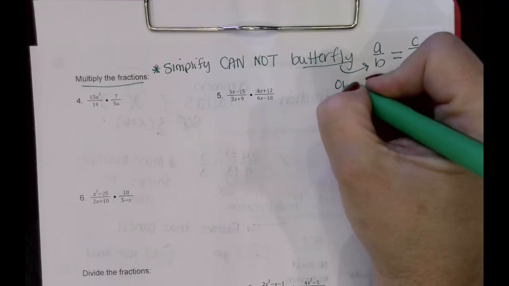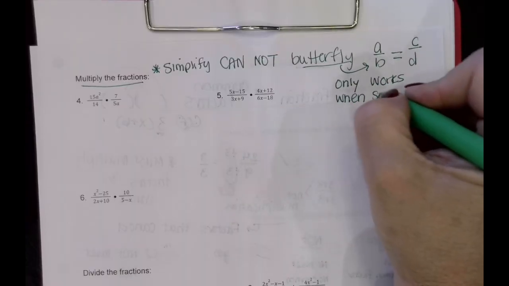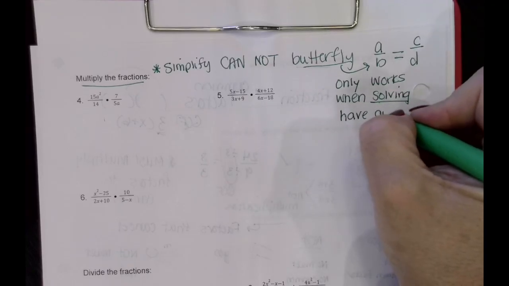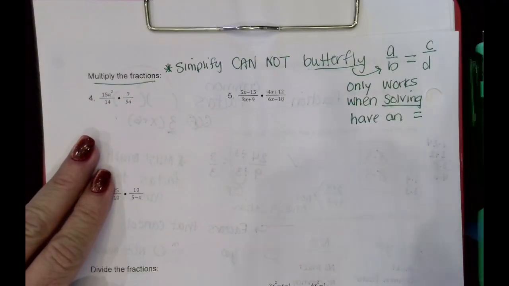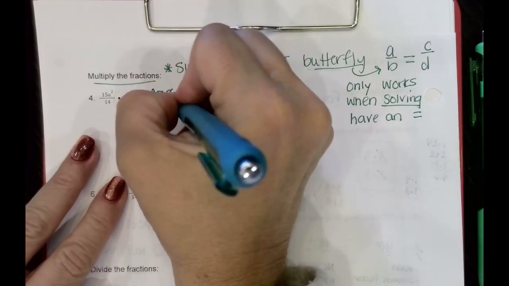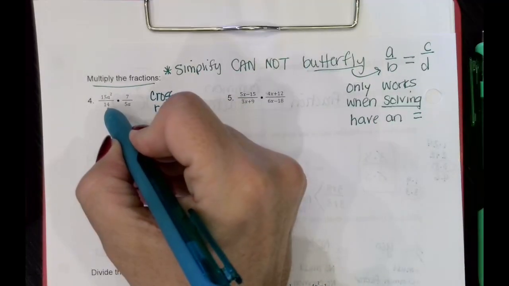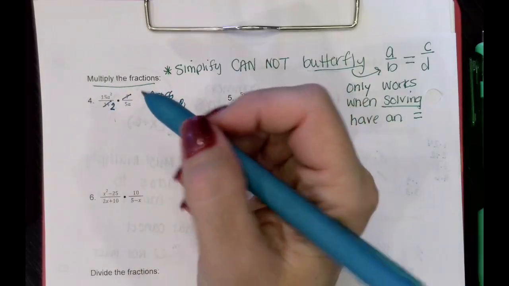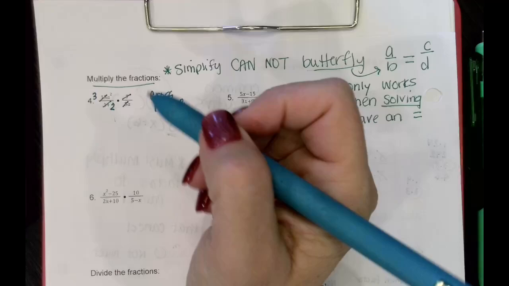So butterfly only works when solving. And we know that when we solve, we have to have an equal sign. Okay? But even though I can't butterfly, I can cross reduce. And when I cross reduce, that just makes my number smaller. So if I look at this, I have a 7 and a 14. So I can divide 7 by 7 and 14 by 7. This becomes a 2. I can do the same thing with my 5s. So this becomes a 5 and this becomes a 3.